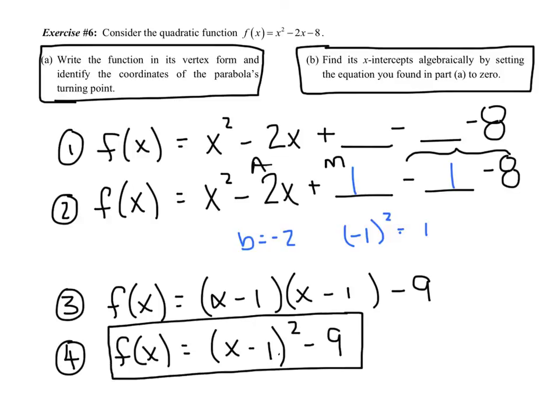They wanted me to rewrite the function in vertex form, and now they want me to identify the coordinates of the parabola's turning point. So I would say we went to the right 1 unit, and then we went down 9 units. And that's my new vertex right there.